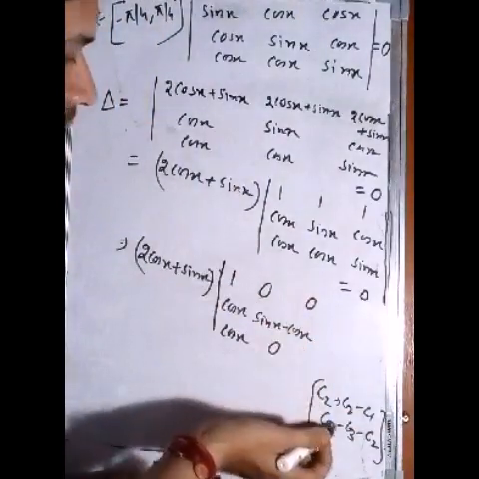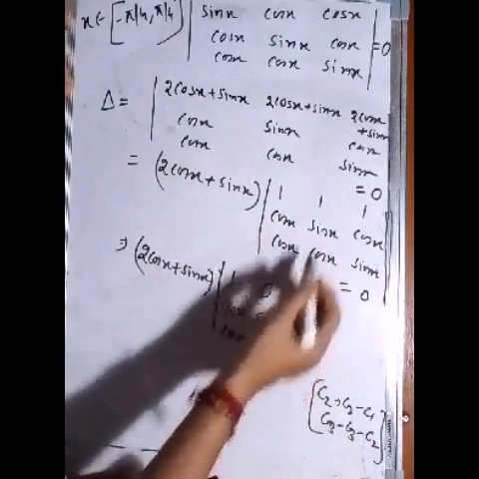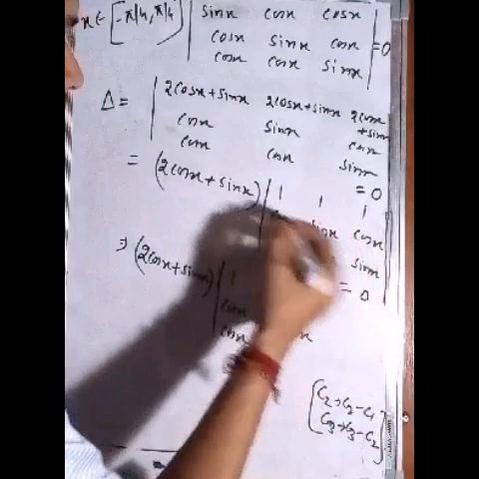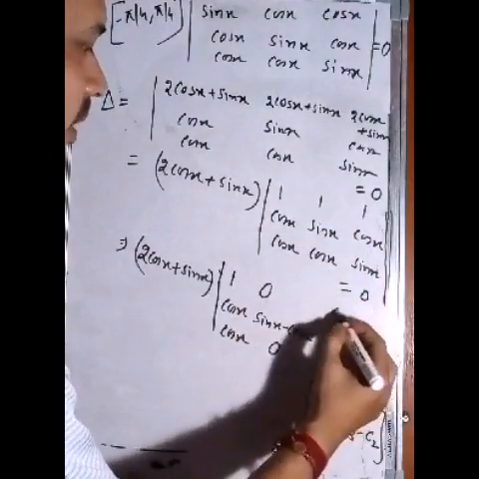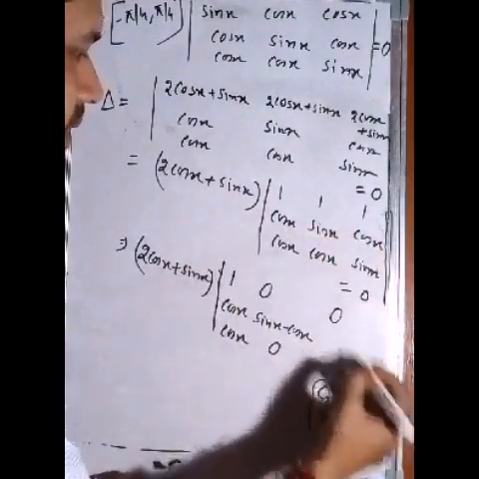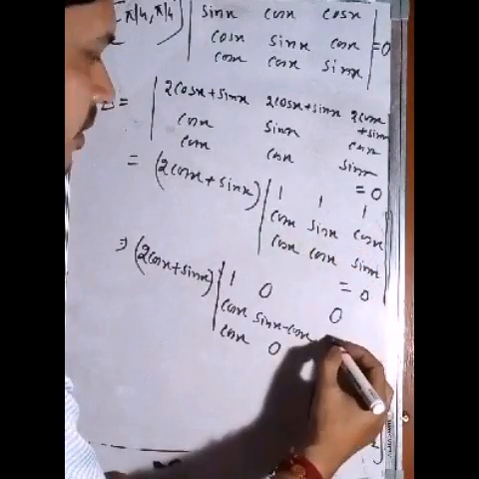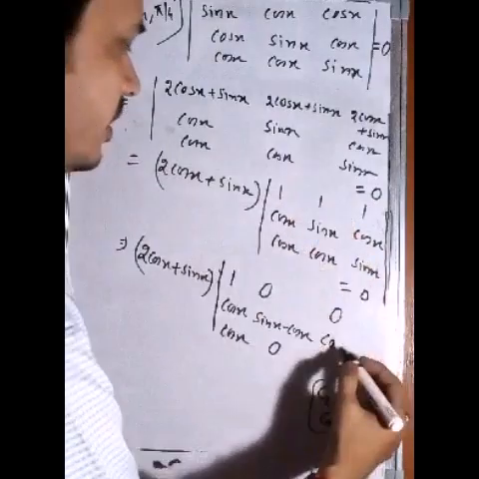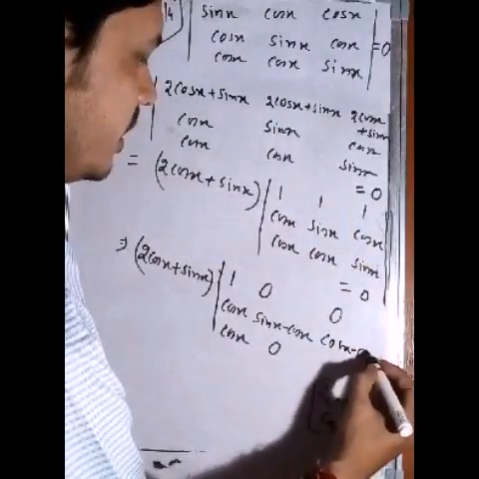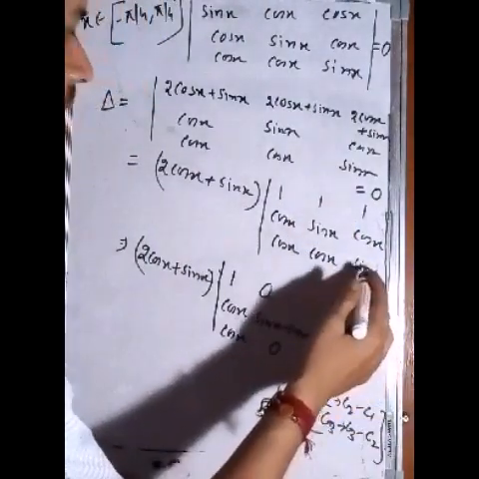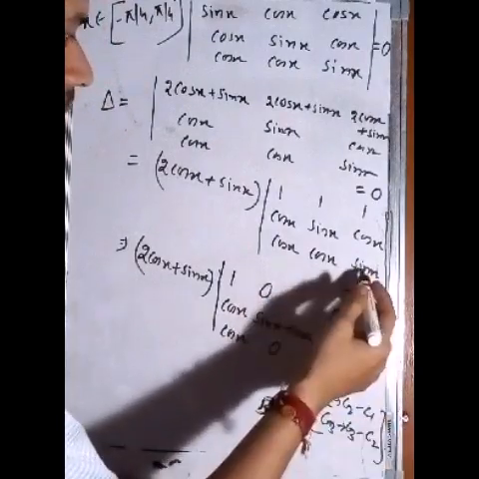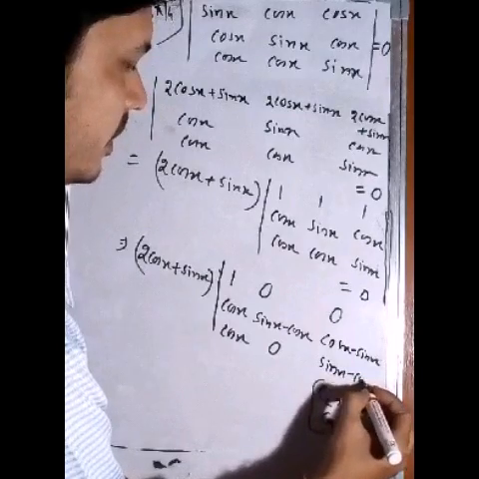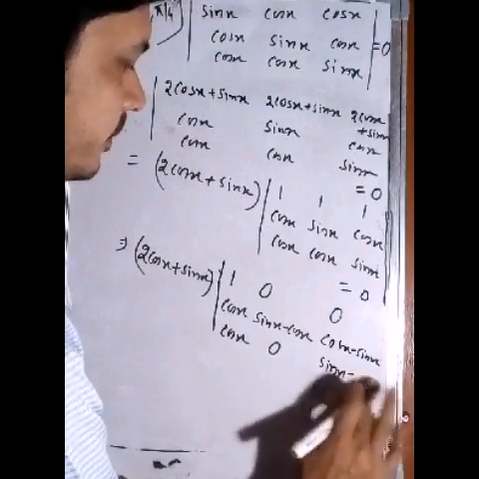So C2 operating C2 minus C1: sin x minus cos x, and this is 0. C3 operating C3 minus C2: so 1 minus 1, 0. 1 minus 1, this is 0. Cos x minus cos x. Cos x minus sin x, this is cos x minus sin x. C3 operating C3 minus C2. So this is cos x minus sin x, and this is C3, so sin x minus cos x.